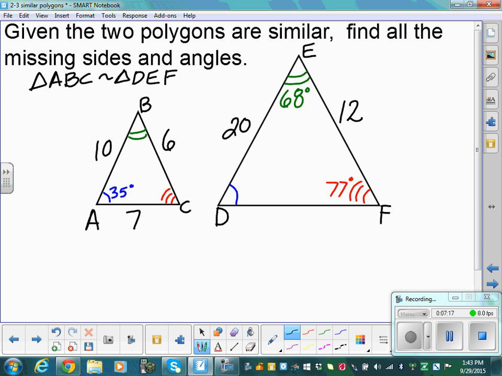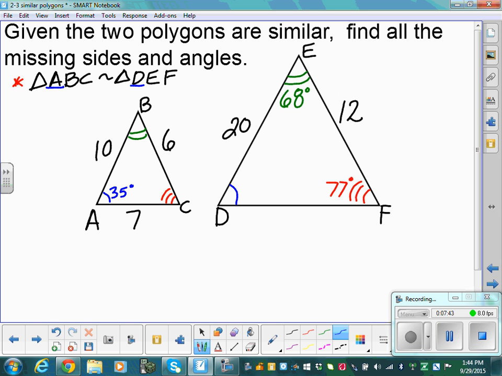Also, very important, look up here. This is our similarity statement. We're going to use that very heavily, okay? We're going to use that very heavily. So we're told triangle ABC is similar to triangle DEF. So we can look at our similarity statement and tell which angles go with which angles. So let's look at it. First of all, angle A goes with what angle? D. Do you see how it sits in the same spot in the similarity statement?